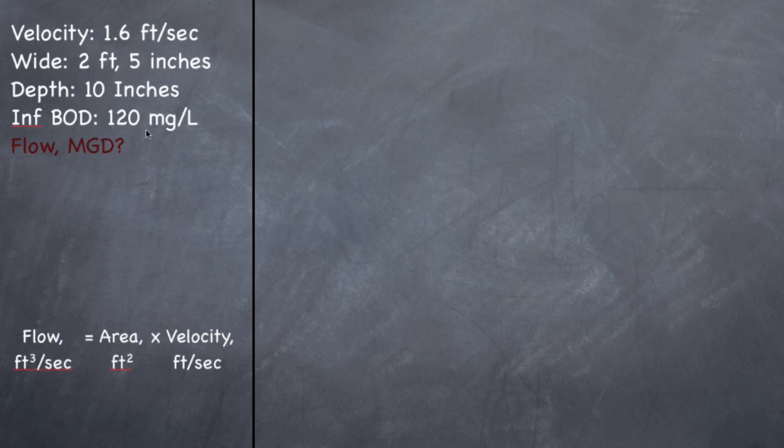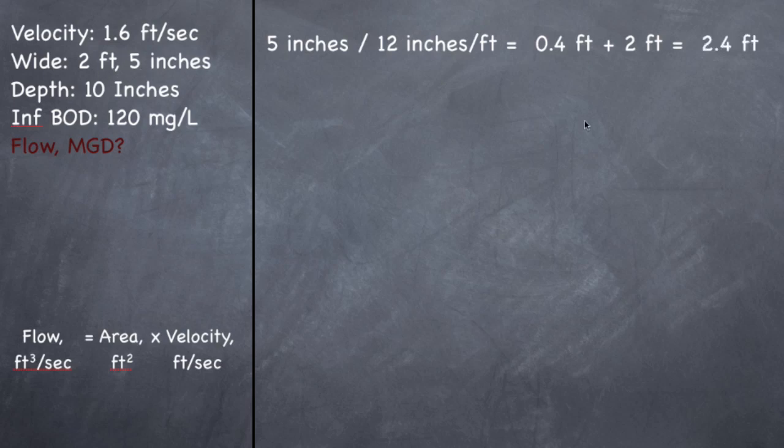And they gave me an influent BOD, but you don't need that, so who cares about that? All right, so they gave you it in inches, and you need to find it in feet. So to find feet, you have to divide the inches by 12 inches per foot. So you already have 2 feet, so you don't need to do anything to that, but it's 2 feet 5 inches. So 5 inches divided by 12 inches per foot equals 0.4 feet. So 5 inches is 0.4 feet. Plus 2 feet, remember it's 2 feet 5 inches, equals 2.4 feet. So 2 feet 5 inches is 2.4 feet.